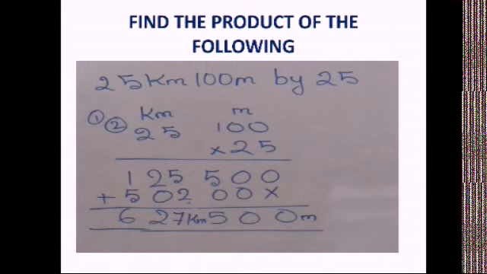Now simply add. 0 will come down. 0 plus 0, 0. 5 plus 0, 5. Since 500 is under meter, write meter after 500. And 5 plus 2, 7. 2 plus 0, 2. And 5 plus 1, 6. So it's 627 kilometer, 500 meter.